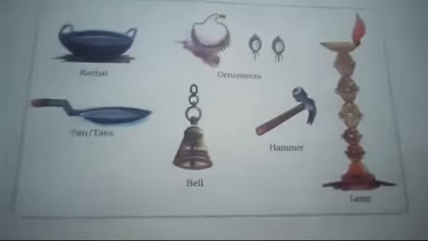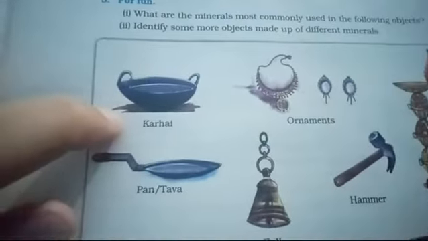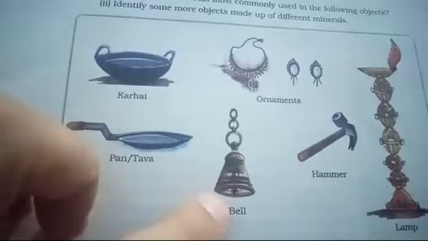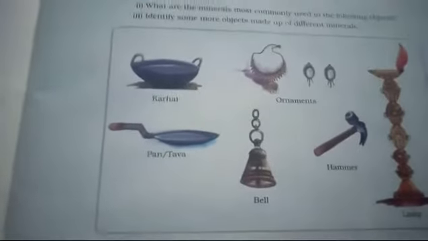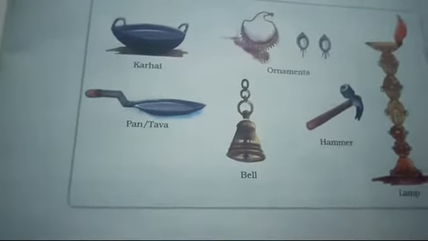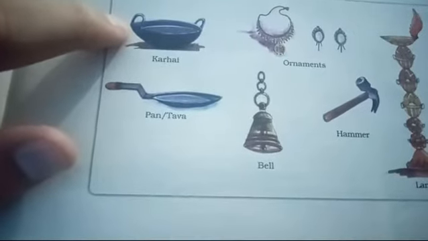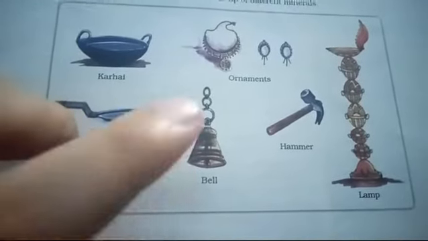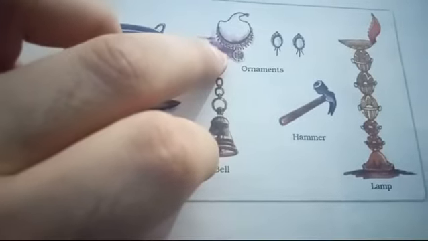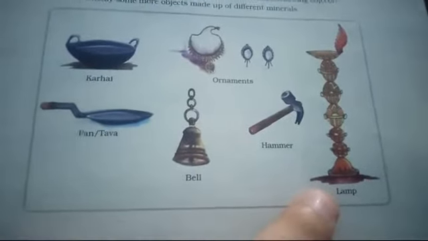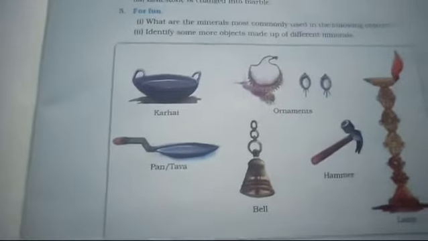See these pictures. This is a kadhai, this is a pan or tawa, this is a bell, these are ornaments, this is a hammer, and this is a lamp. So these kinds of components, these kinds of tools are all made up of minerals. Kadai is made up of iron or steel, tawa is made up of iron, aluminium, bell is made of copper, nickel, ornaments are made of gold, silver, aluminium. Hammer is made with the help of wood and iron, lamp is also made with the help of copper. So such kinds of things are made from minerals.